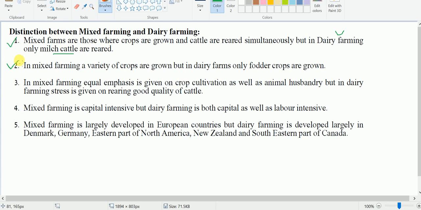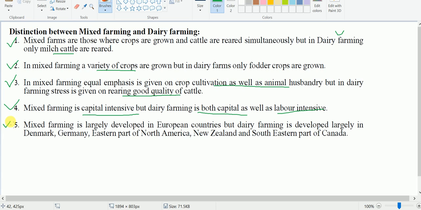Second point, in mixed farming, a variety of crops are grown, but in dairy farming, only fodder crops, grasses and fodder for the animals, are grown. Number three, in mixed farming, equal emphasis is given to crop cultivation as well as animal husbandry. But in dairy farming, stress is given to rearing good quality cattle. Fourth point, mixed farming is capital intensive, but dairy farming is both capital intensive as well as labor intensive.